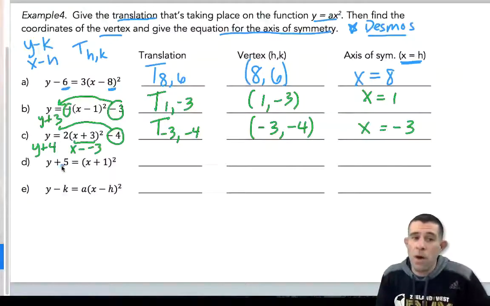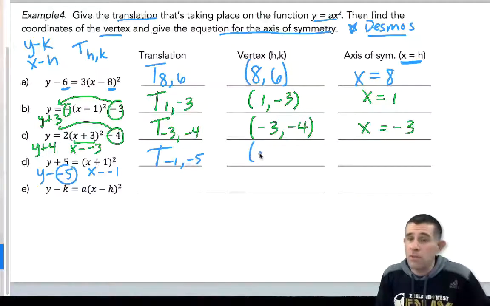We have y plus 5. So my y got replaced here with a y minus a negative 5. That means my k value is negative 5. And x got replaced with x minus a negative 1. Therefore, my h value is negative 1. So my translation looks like (negative 1, negative 5). And therefore, my vertex is also (negative 1, negative 5). And my axis of symmetry is x equals negative 1.